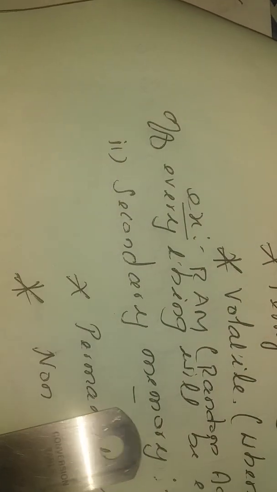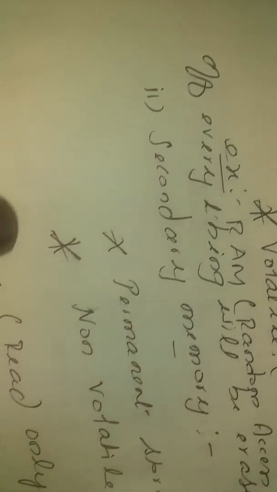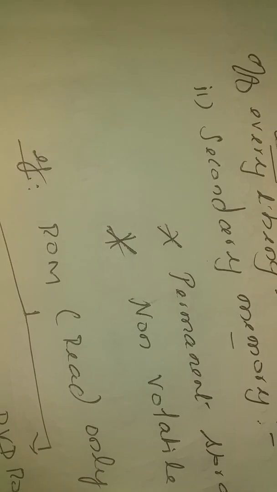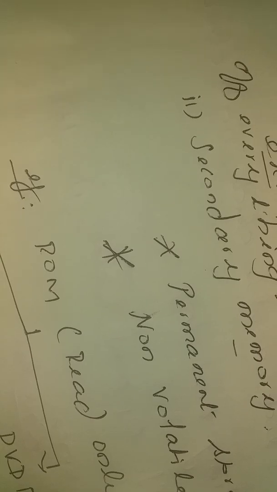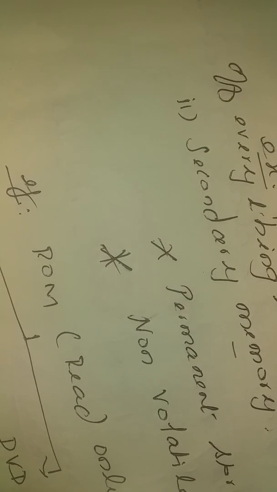Okay, next is secondary memory. Even if the power goes off, the information will be there. So what is the mechanism? That is what we call non-volatile. So what does non-volatile mean actually? ROM, read-only memory. CD-ROM, DVD-ROM, DVD player, CD-ROM will be there. These are all secondary memory. Even if the power goes off, the information will be there.